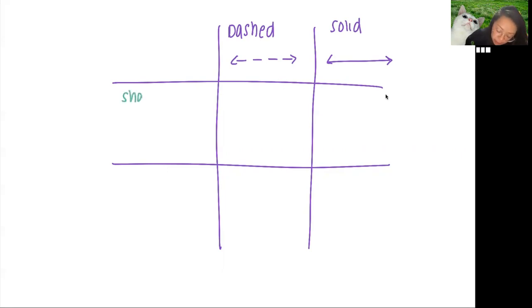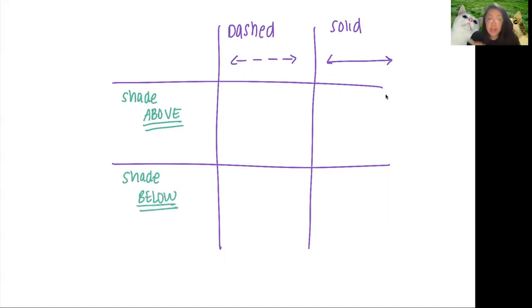You can either shade above your line or you could shade below. Okay, I highly suggest you copy this chart down if you don't already have it. Okay, so when we're shading above, we're going to have our greater than symbols, right? Because our numbers above are going to be greater than what we have. And then the difference between the dashed line and the solid line is that the solid line has the or equal to symbol.